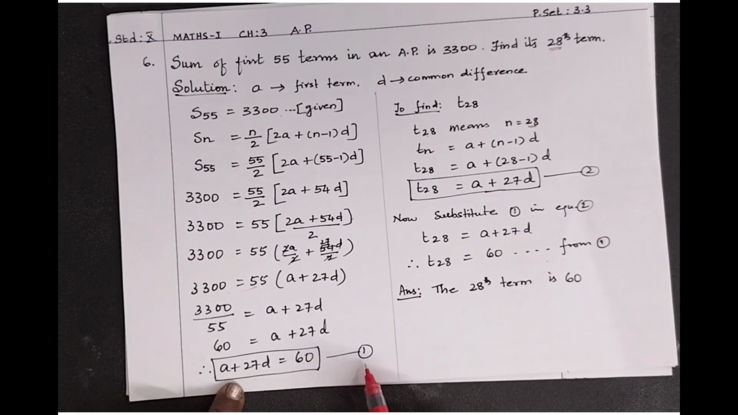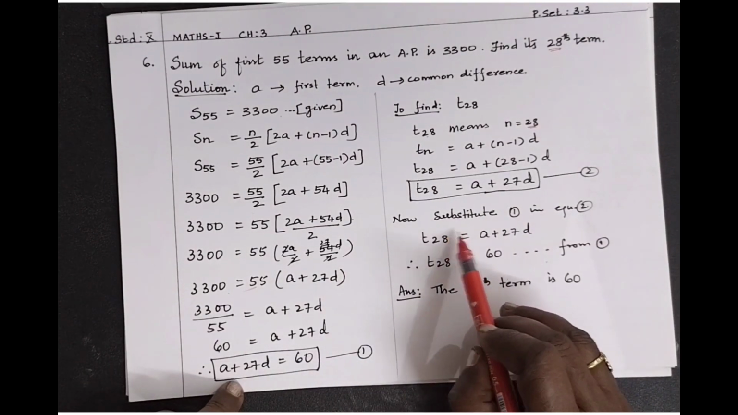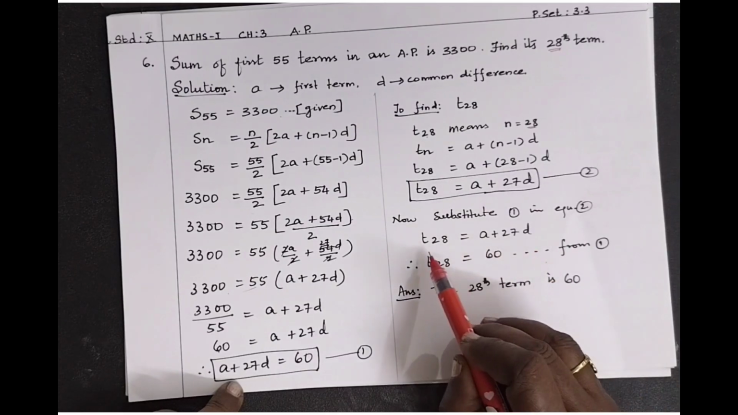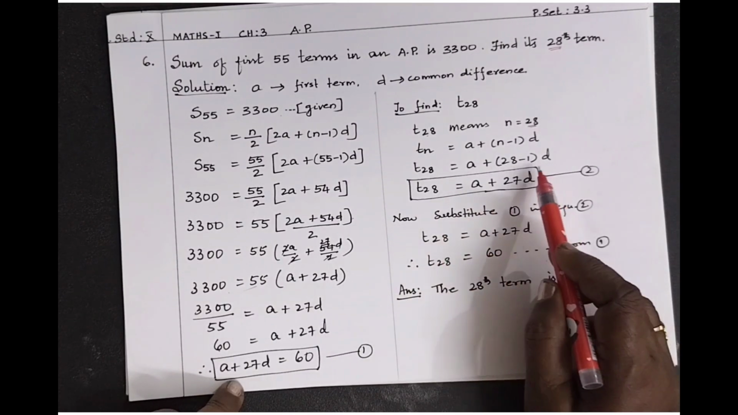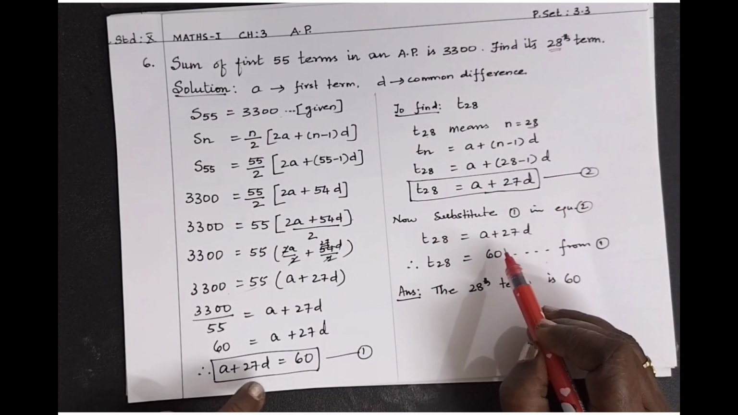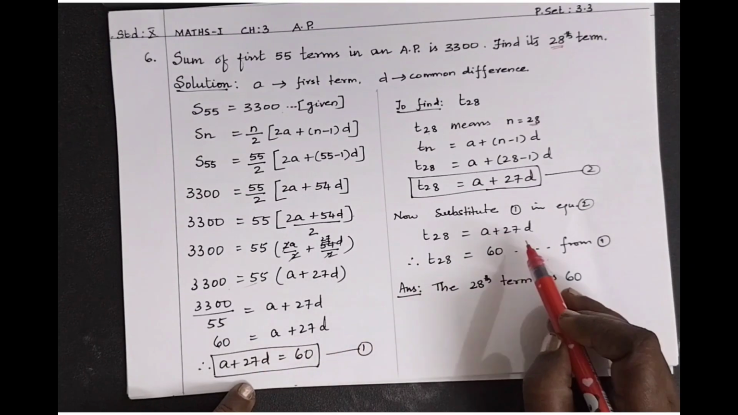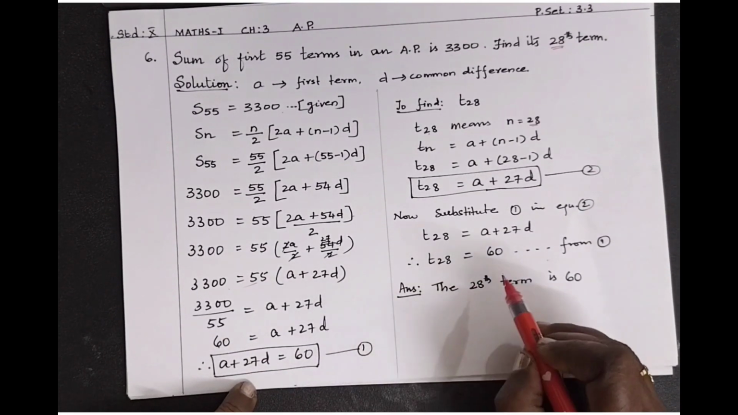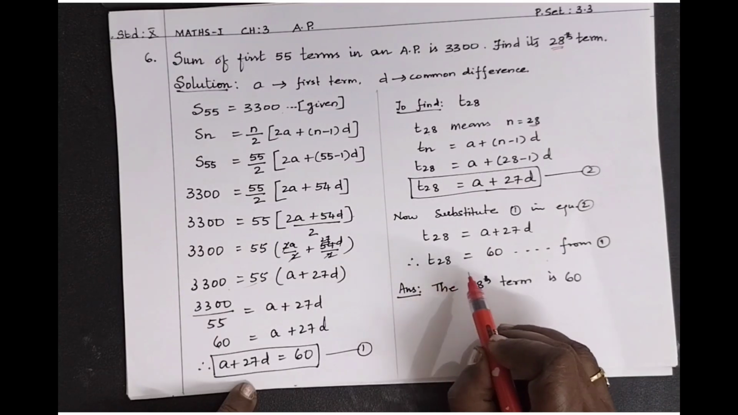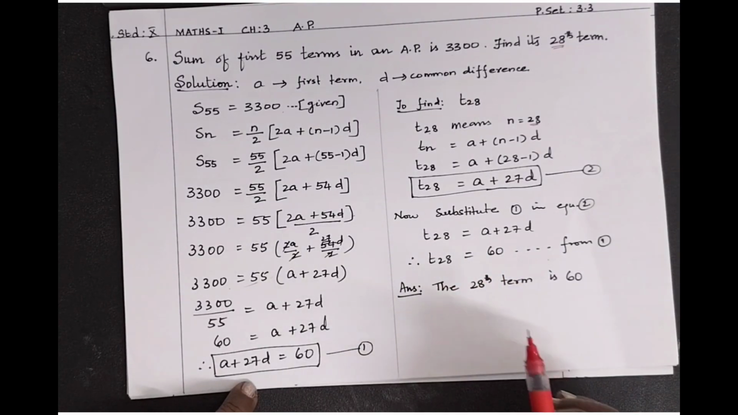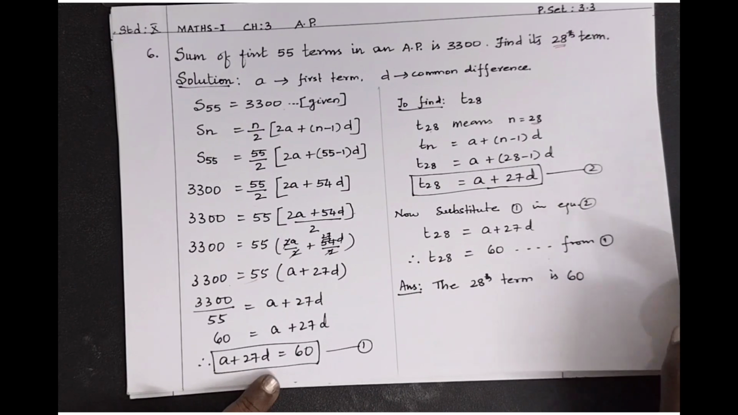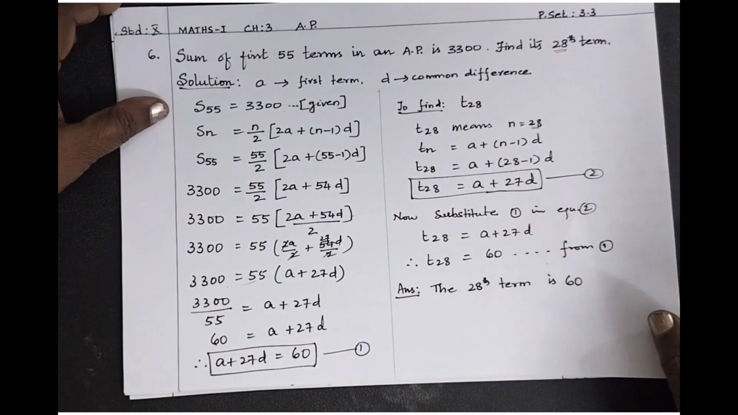Now here a plus 27d is equal to what? 60 in equation 1. So now substitute equation 1 in equation 2. Therefore T28 is equal to a plus 27d, which is equal to 60. T28 is equal to 60. Therefore the 28th term is 60.